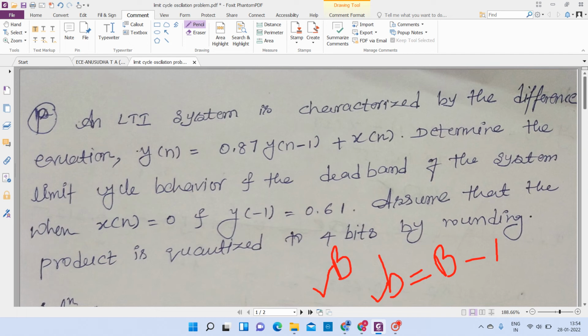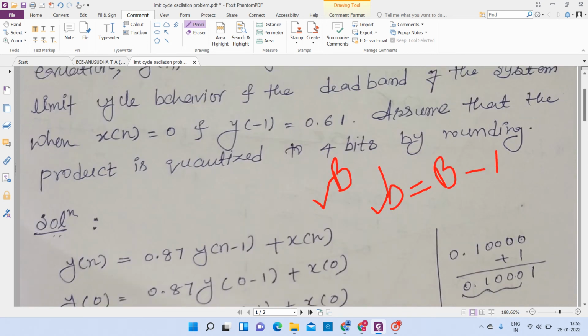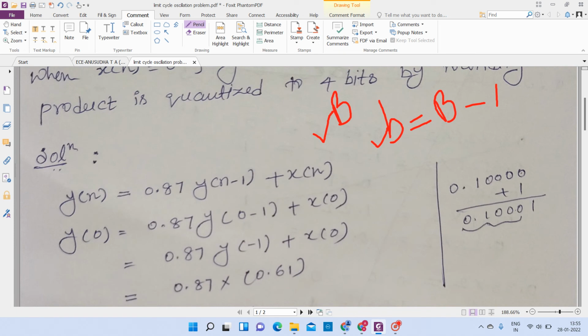So we will solve this problem. We consider our given equation from the problem, and we have to solve this equation by putting the values n equals 0, 1, 2. We have to find out at which discrete time we get the same output value, that is, at which value of n we get the oscillation or constant value. First we find the output of the system, y of n.